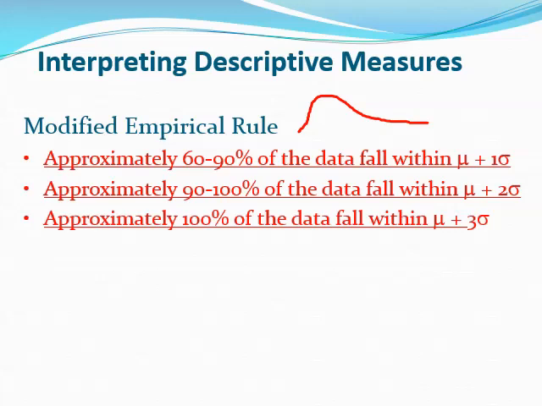I'm not sure why these are underlined, but they are. You don't need to underline them. 60 to 90% fall within 1 standard deviation.